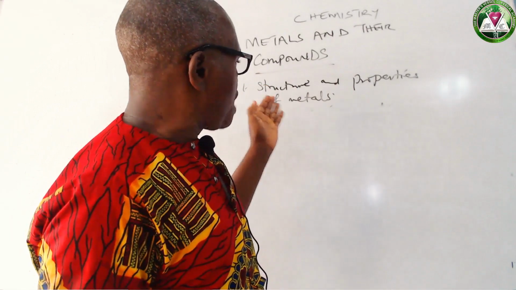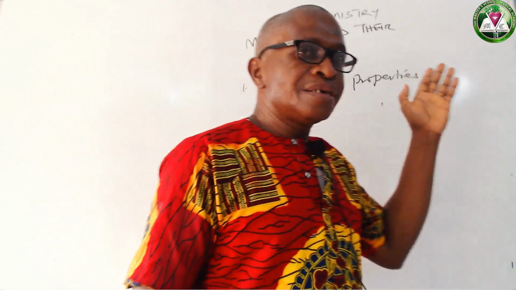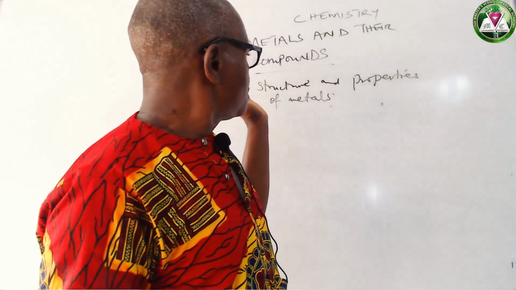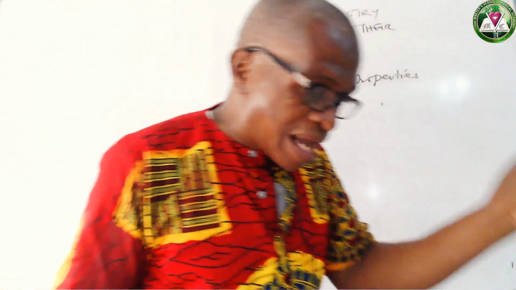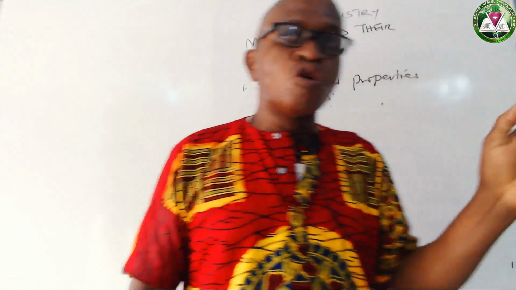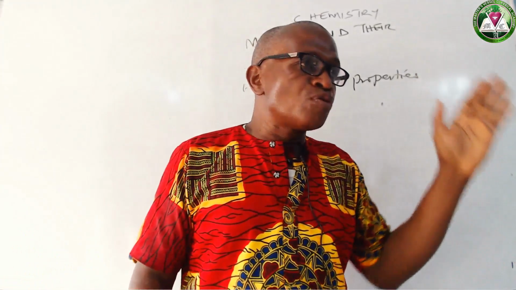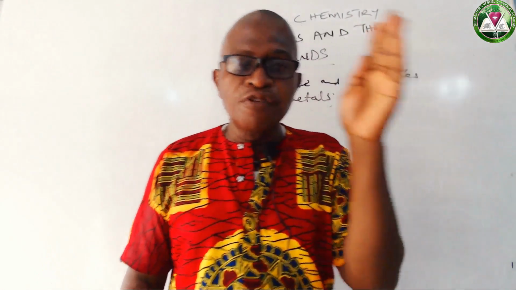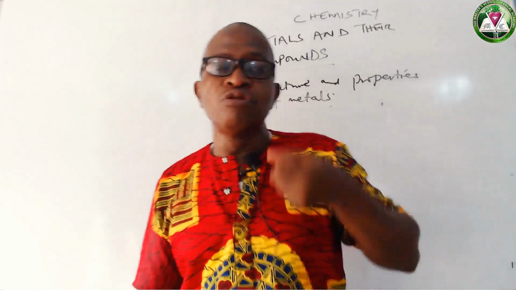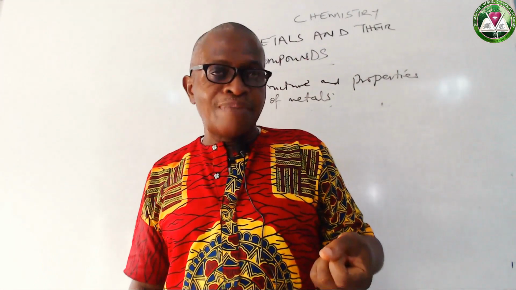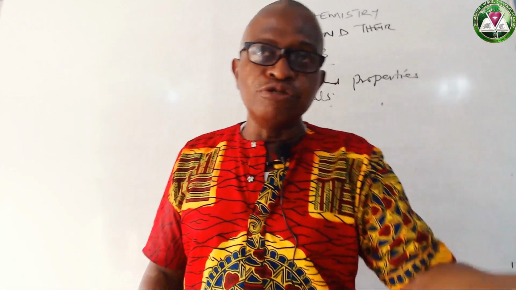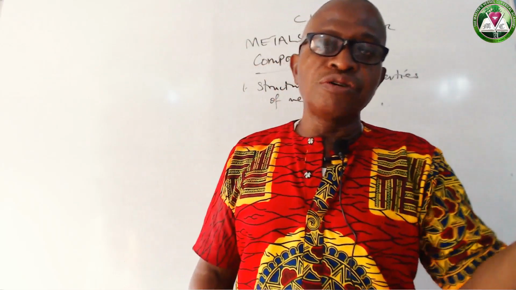Because of time, we will stop here. When we come next, we'll look at some of the other structures and properties of metals. But just note that metals are usually in group 1, group 2, group 3, which means they have very few electrons in the outermost shell. Because of that, they will prefer to give out the electrons, thereby becoming reducing agents. Because when another substance picks the electron, that substance is reduced. That's why we say that metals are strong reducing agents.